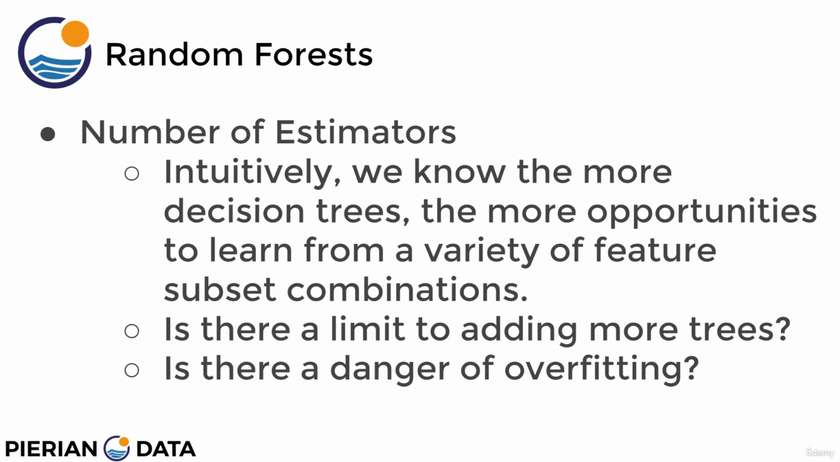Now, intuitively, we know the more decision trees, that is the more number of estimators we have in the total random forest, then the more opportunities to learn from a variety of feature subset combinations. We already know that each decision tree, based off that random subselection, is going to look different than previous decision trees. However, we want to understand the question, is there a limit to adding more trees? And is there a potential danger of overfitting if we create too many estimators, that is, too many decision trees for our random forest?